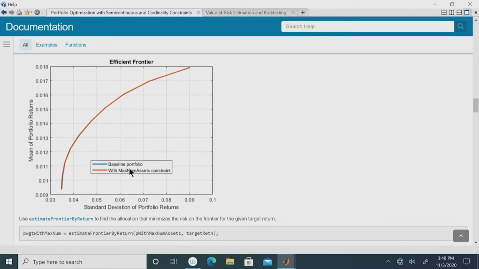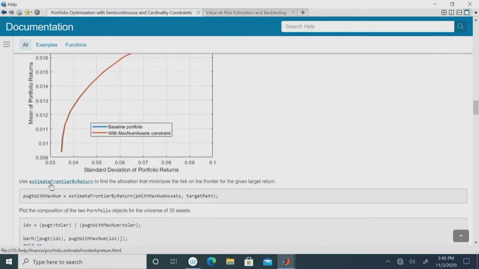Now, once we have this, we use the command estimate frontier by return, and the goal of this is to find an optimal allocation which accomplishes the goal of minimizing the risk on the frontier for a given target return.